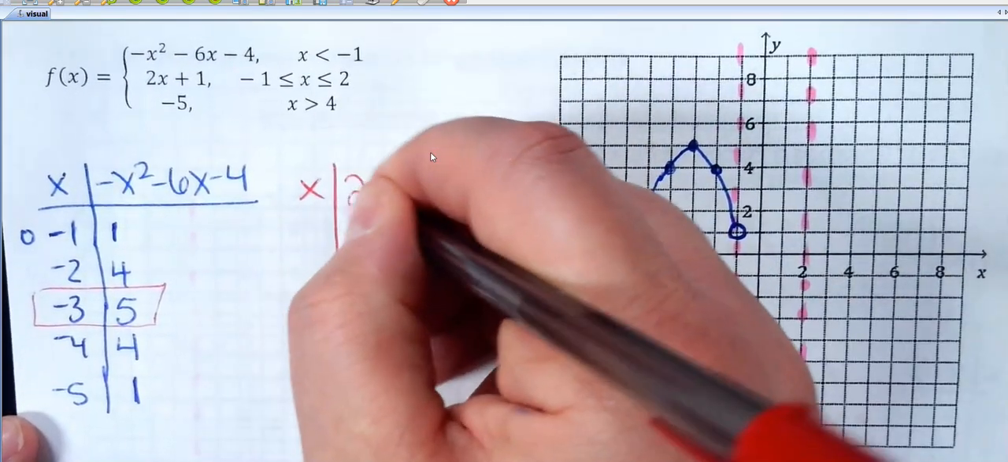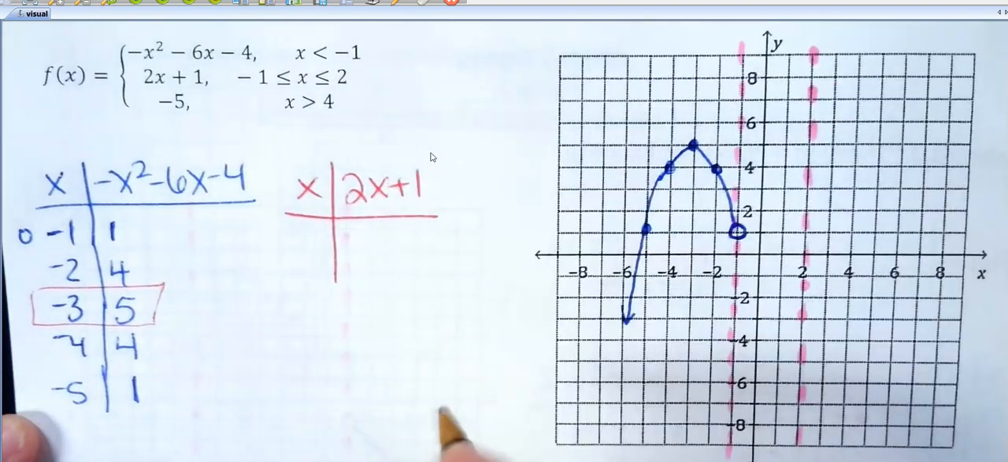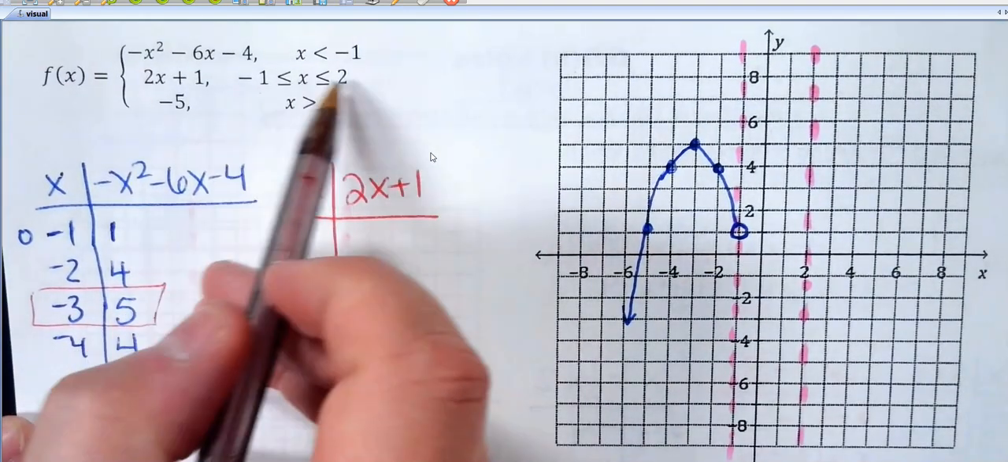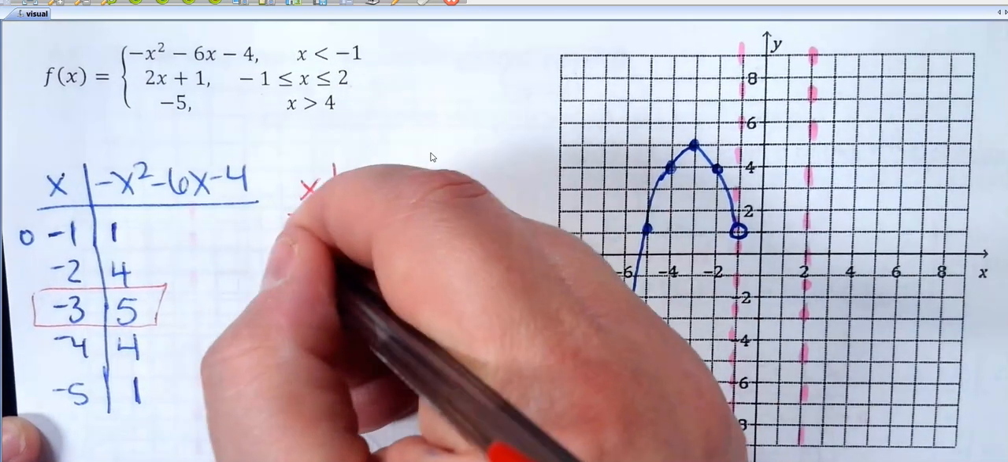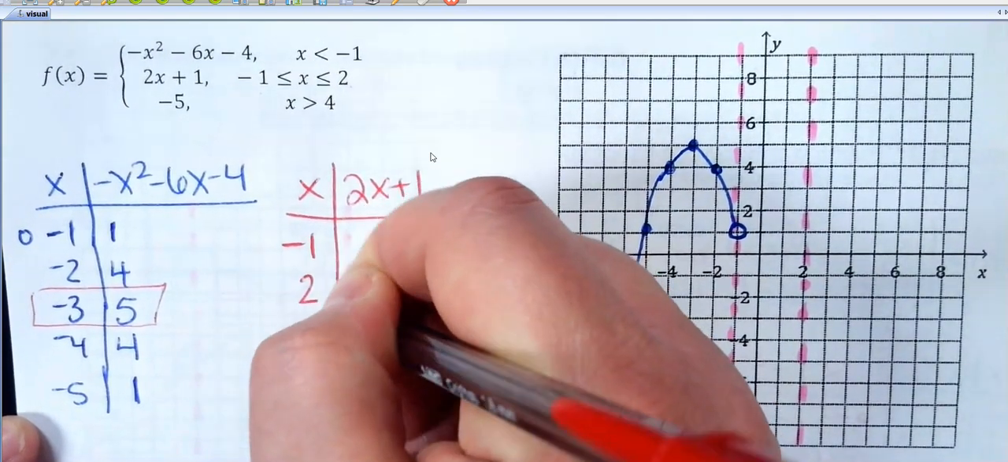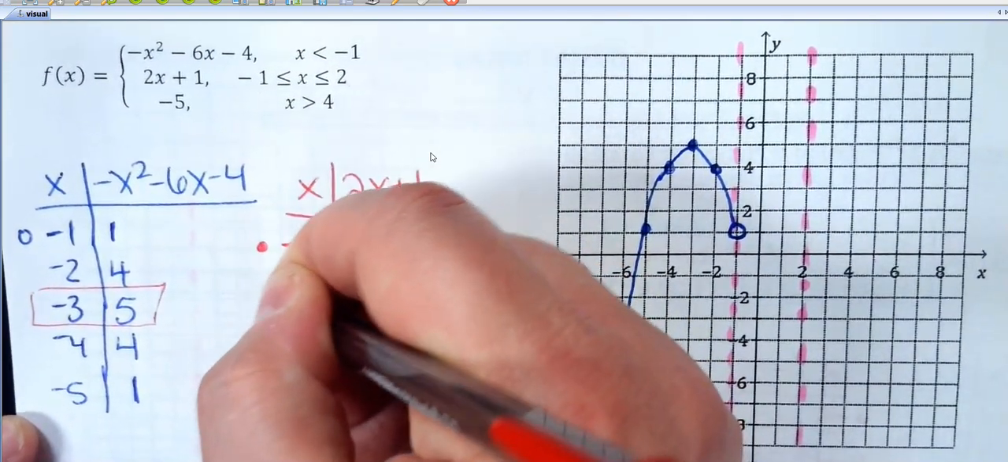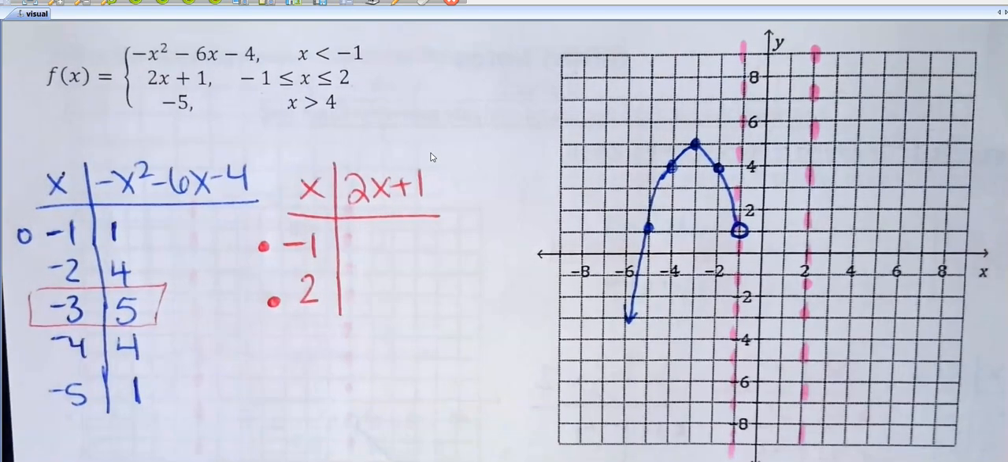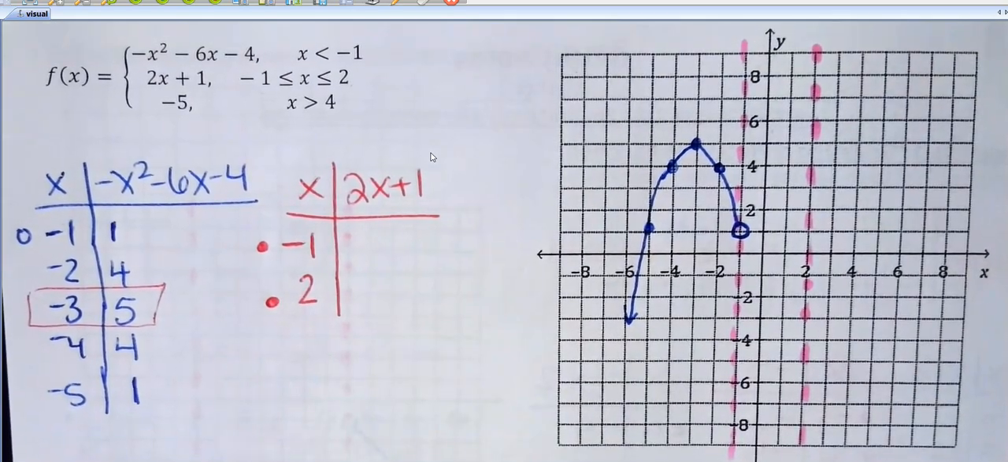So 2x plus 1. And I usually just plug in the two numbers for the boundary lines in the domain. So negative 1 and 2. Both of those would be closed circles. And I'll just play connect the dots because this is just a line. If in between, if it's a parabola or absolute value or something, you're going to want to get more points than just those two. But since that's just a line, I'm going to play connect the dots.